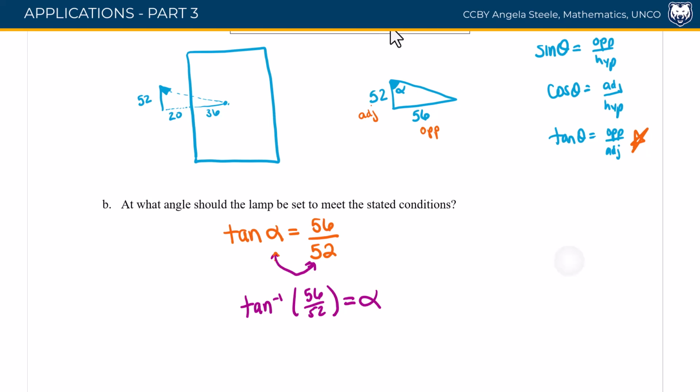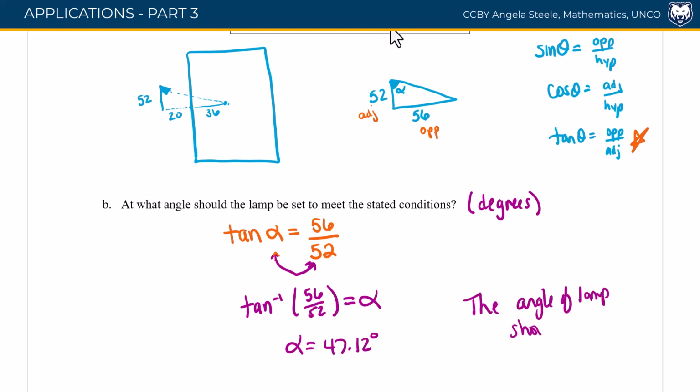Let's go ahead and, in this problem, work in degrees. So go to mode, make sure you're in degrees. And then for the solution, after plugging that in, you should get that alpha is equal to 47.12 degrees. Okay, so the angle of the lamp should be 47.12 degrees.